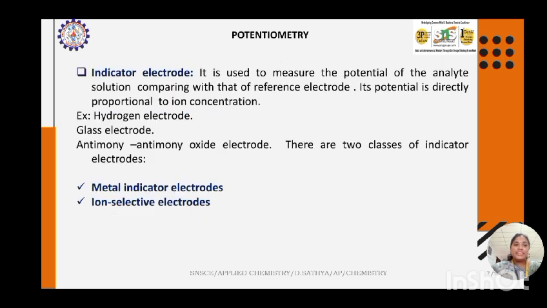So what is meant by an indicator electrode? It is used to measure the potential of the analyte solution by comparing it with the reference electrode. Its potential is directly proportional to the ion concentration. For example, the hydrogen electrode, the glass electrode, and the antimony oxide electrode. There are two classes of indicator electrodes: metal indicator electrodes and ion selective electrodes.